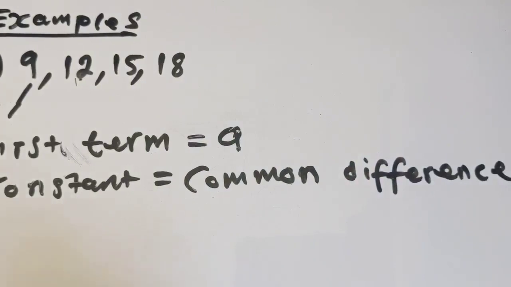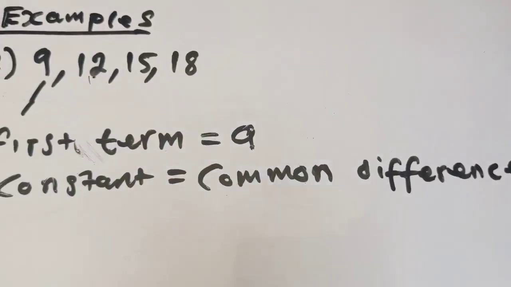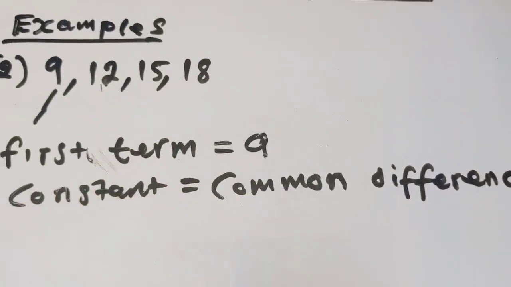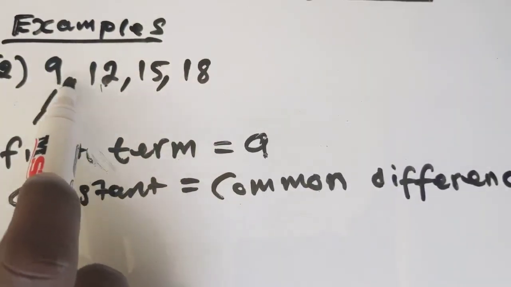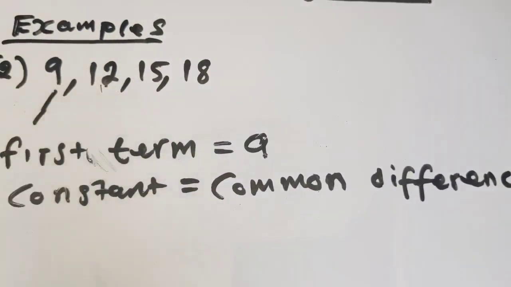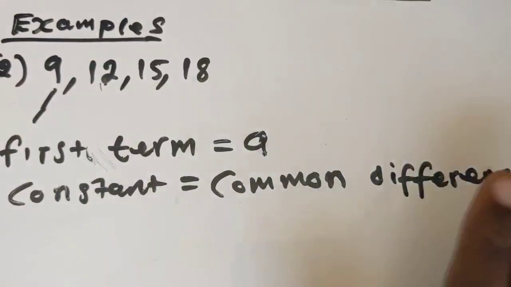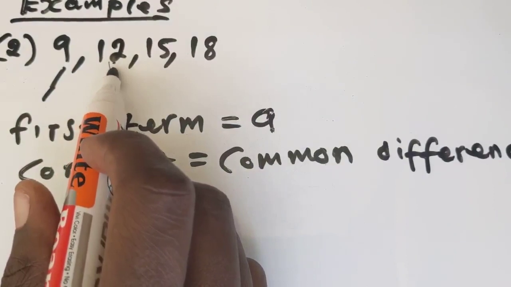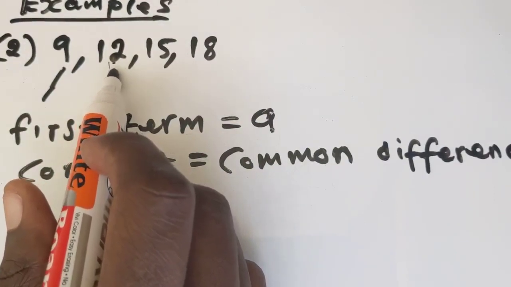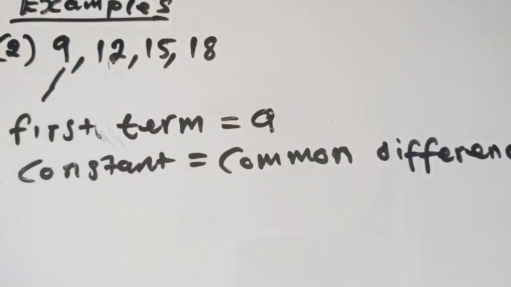The common difference is the difference between any two consecutive terms in an arithmetic progression. It's the difference between any two terms. How do you find the difference? You take the term that is ahead minus the term that is behind it.